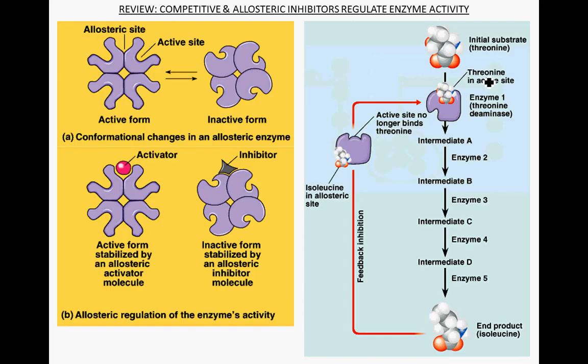Competitive and allosteric inhibitors regulating enzyme activity. We talked about how most enzymes have multiple parts, and we have this allosteric site that is not the active site. This allosteric site is the regulatory spot on the enzyme, and these enzymes have an active form or an inactive form. We talked about if you bind an activator to that allosteric site, notice this is the allosteric site, not the active site, the activator binds there and this is stabilized in an active conformation. If you bind an inhibitor to that allosteric site, then you get this inactive conformation.